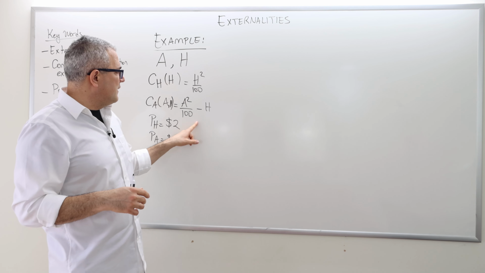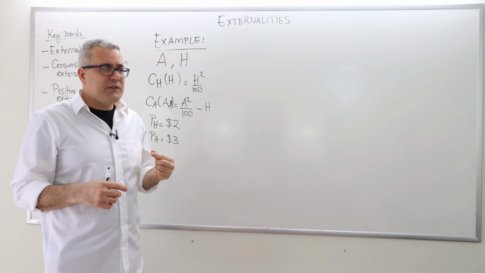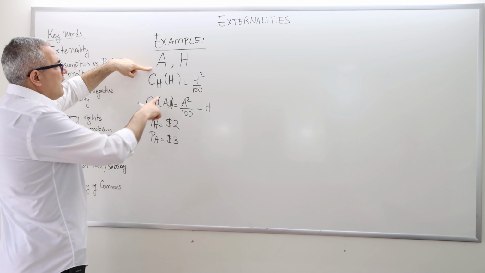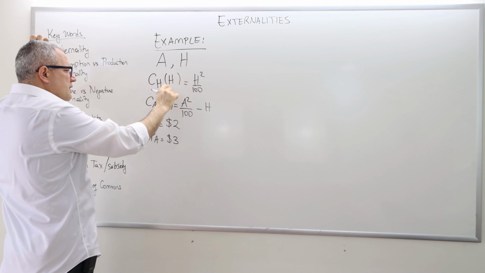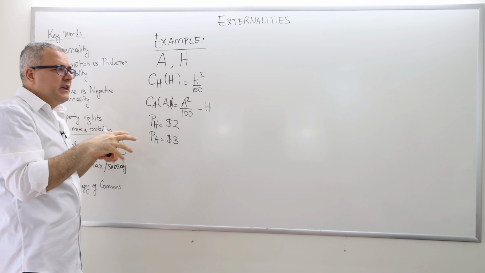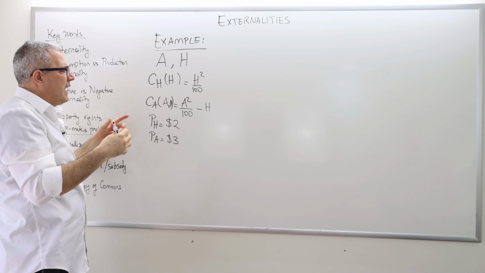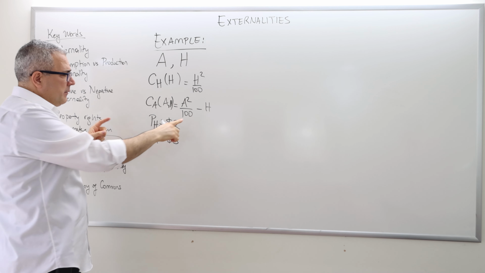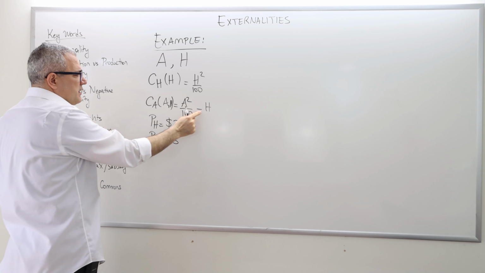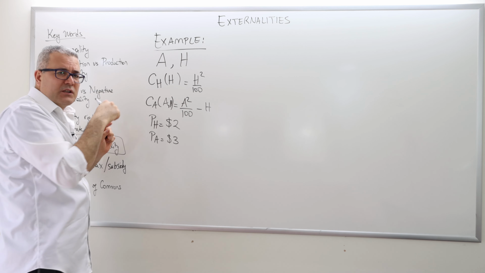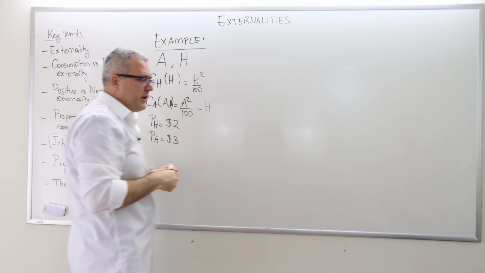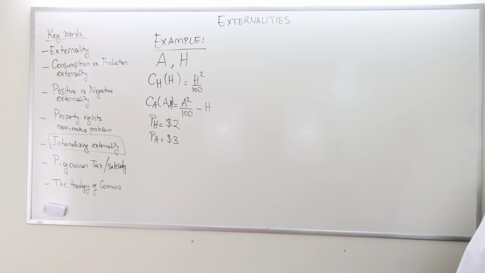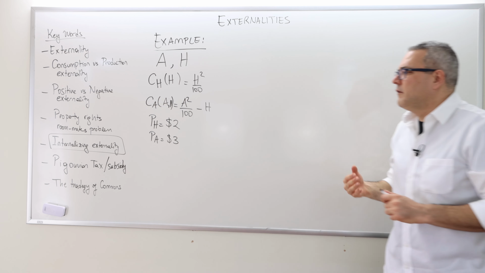Because this is a positive externality case, the honey producer's actions positively increase the profit of the apple orchard. You'll see that H enters the cost function negatively, while it enters the profit function positively. So therefore, there's a positive externality between these firms. And hence, we should be talking about a Pigouvian subsidy rather than a Pigouvian tax.